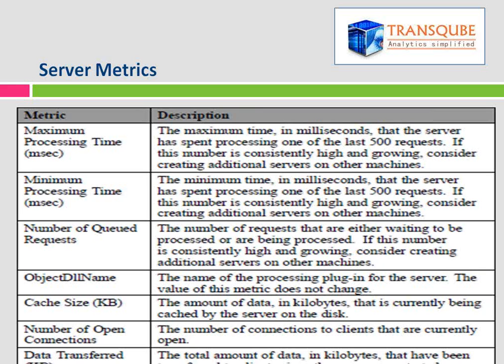Cache size, the amount of data in kilobytes that is currently being cached by the server on the disk. Number of open connections, number of connections that are open. Data transferred in kilobytes, the total amount of data in KB that has been transferred to the clients since the server was started. Because cache server is all about caching the data, it also requires space to cache this information. This gives you how much data it has actually transferred from its cache to the end users or the user requests that have been created.